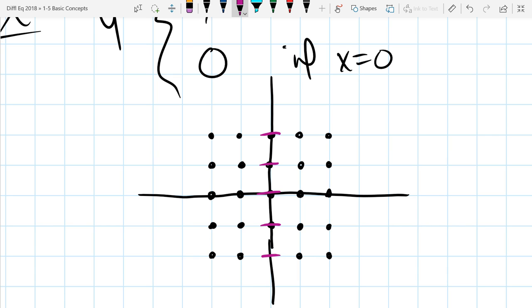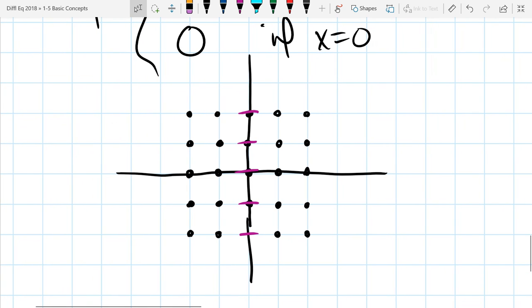So I'm graphing my x equals 0 ones first because all those slopes are 0. So that was, in my opinion, the easiest one to graph. The other easy horizontal slope is when y equals 1. You also get horizontal or flat slopes.